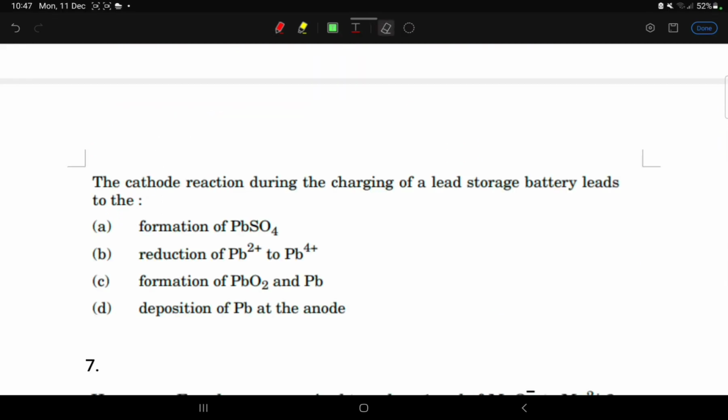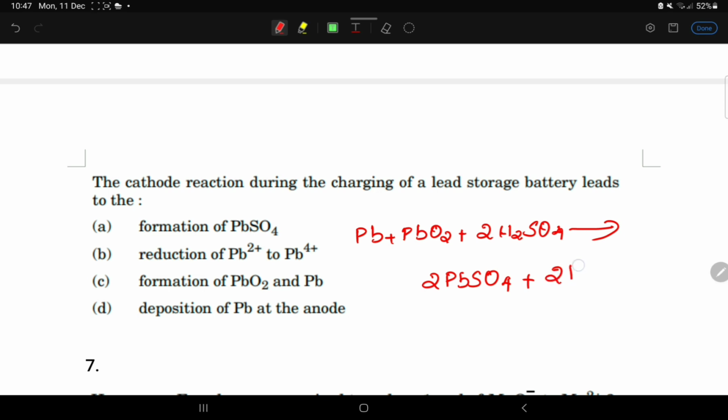Cathode reaction during the charging of a lead storage battery leads to the formation of, we know at the time of discharging we can write the equation Pb plus PbO2 plus the electrolyte sulfuric acid 2H2SO4 gives 2PbSO4 plus 2H2O. This is the reaction at the time of discharging, that is when the battery is in use. So at recharging time, we can reverse the equation.